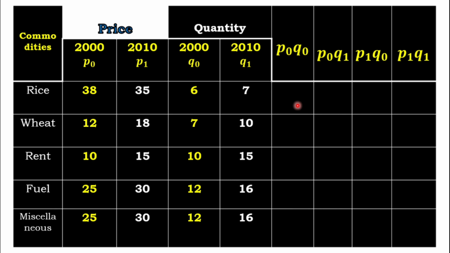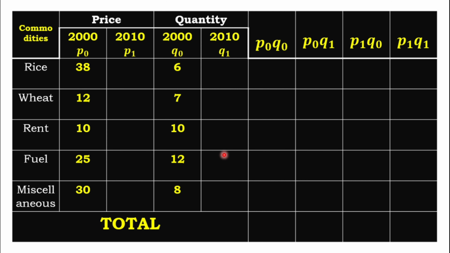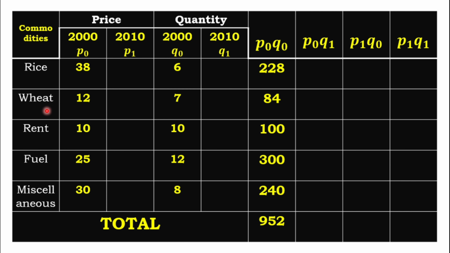First let us solve for P0 and Q0. P0 multiplied with Q0. So P0 values and Q0 values multiplied together: 38 into 6 is 228, 12 into 7 is 84, 10 into 10 is 100, 25 into 12 is 300, 30 into 8 is 240. Summed together this gives 952.